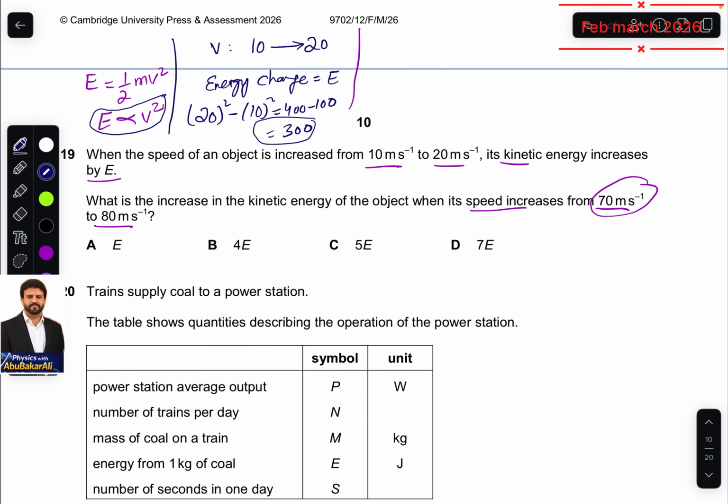For 80 to 70, what I have to do is 80 squared minus 70 squared, that will give me 6400 minus 4900. This will give me 1500. So this is the change for that. So one is 300, one is 1500. So 1500 divided by 300, I have the ratio for both of them in terms of v squared, because v squared is proportional to E. I will get 5. So it means there is a 5 times greater change. So it is C.